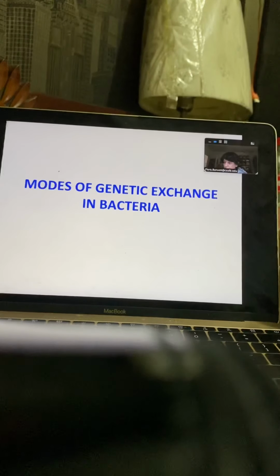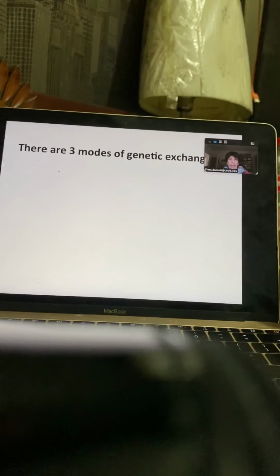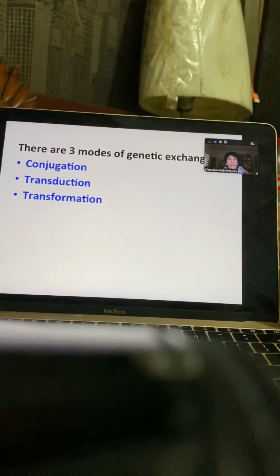Lederberg studied some of this and was the discoverer of conjugation, which is one of the methods by which bacteria exchange information. There was a beautiful set of experiments to demonstrate it, because people said, oh no, bacteria don't do any of this. Anyway, there are three modes of genetic exchange in bacteria: conjugation, transduction, and transformation.